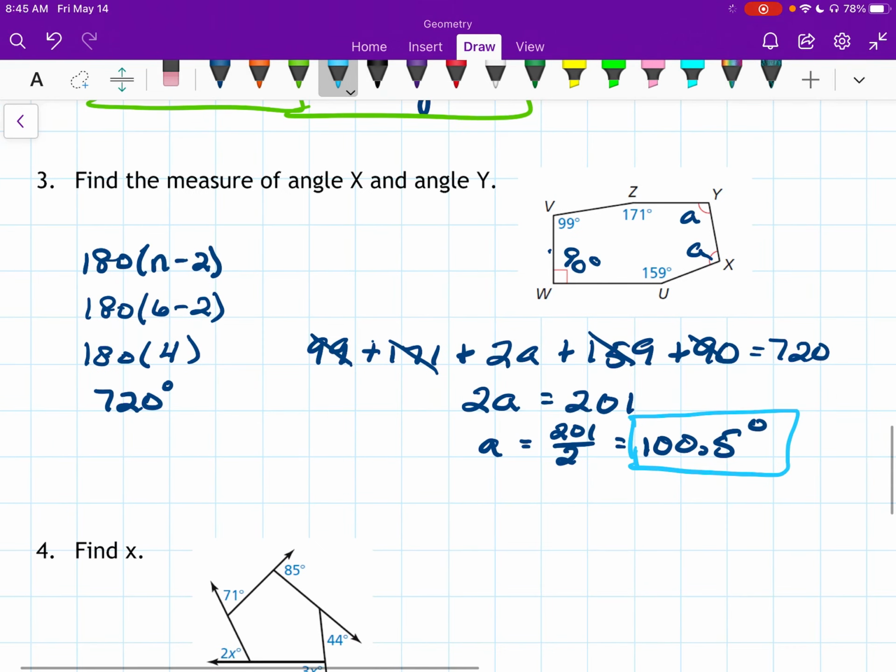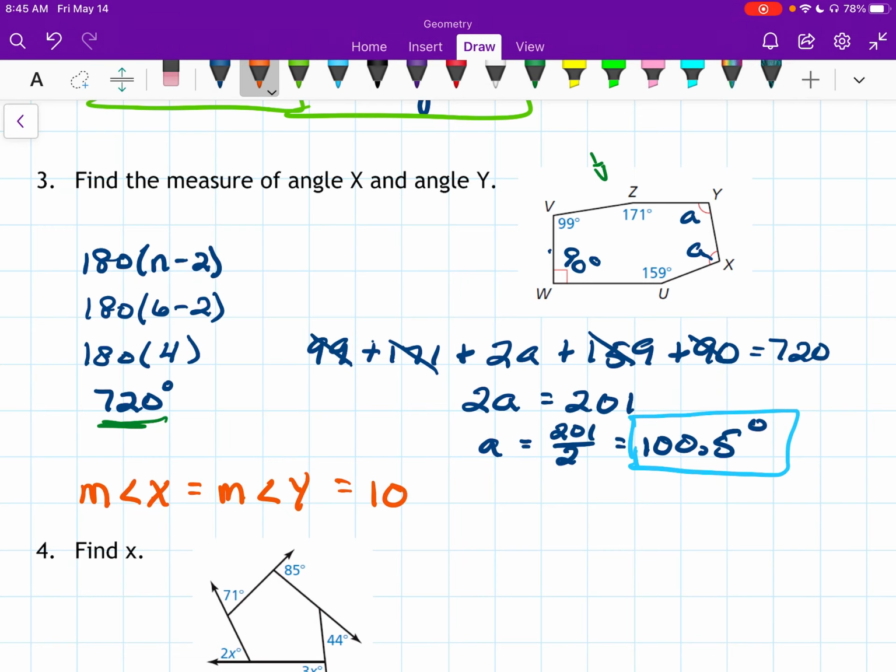Okay. To check our work, I'm going to type these all back into the original. So in my calculator, I type in 99 plus 171 plus 100.5 plus another 100.5 plus 159 and then plus 90. And in my calculator, I got 720, right? So that is what we said at the beginning we should have. Now to write our answer nicely, I'm going to say, well, measure of angle x equals measure of angle y equals 100.5 degrees.